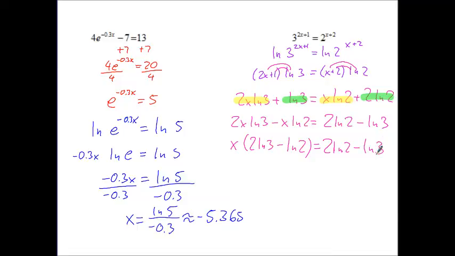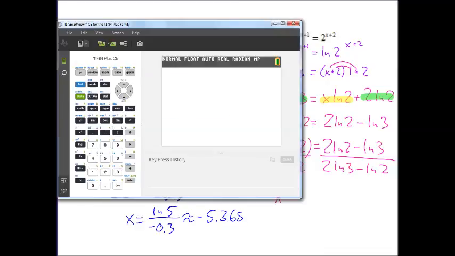And now divide everything by this expression. That's a big one. 2 ln 3 minus ln 2. On the left, this cancels out and we are left with just x. And this we're going to do on our calculator.